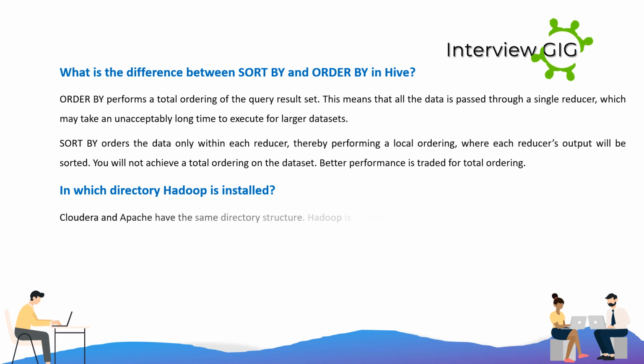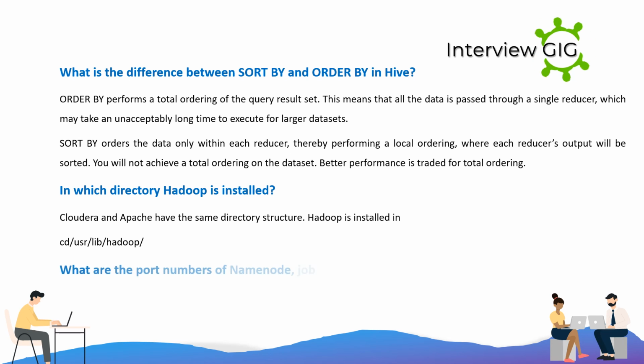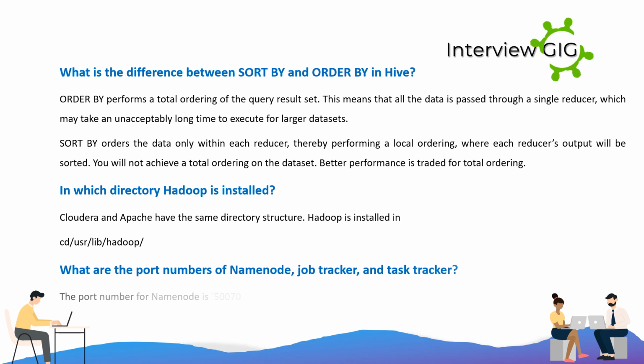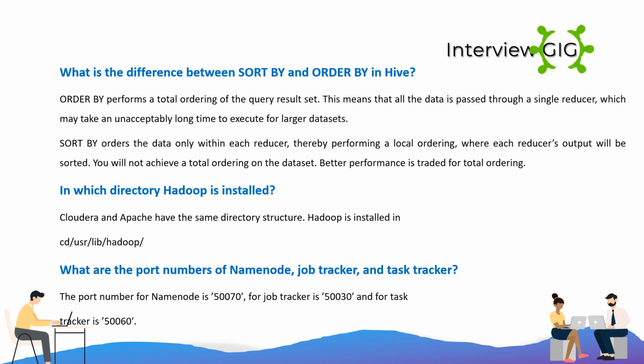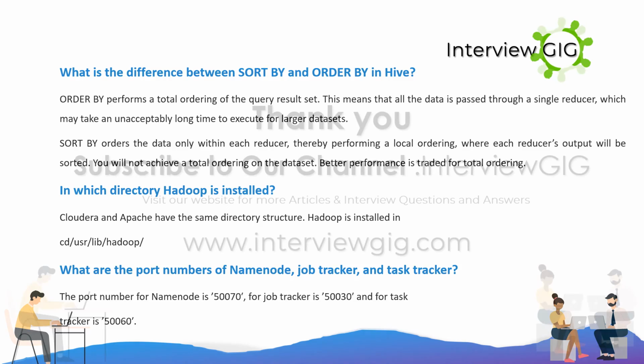In which directory is Hadoop installed? Cloudera and Apache have the same directory structure. Hadoop is installed in cd /usr/lib/hadoop/. What are the port numbers of NameNode, JobTracker, and TaskTracker? The port number for NameNode is 50070, for JobTracker is 50030 and for TaskTracker is 50060.